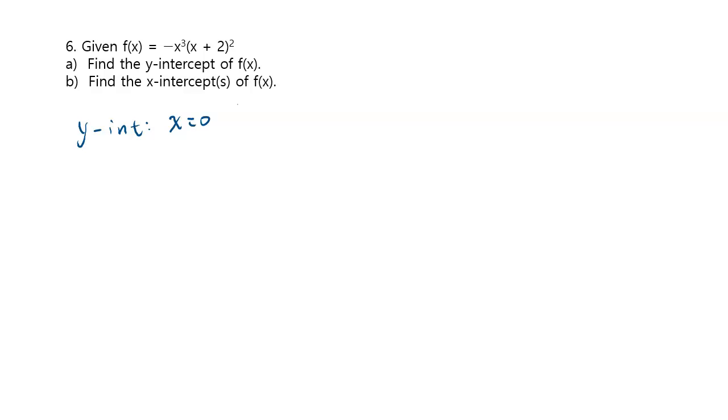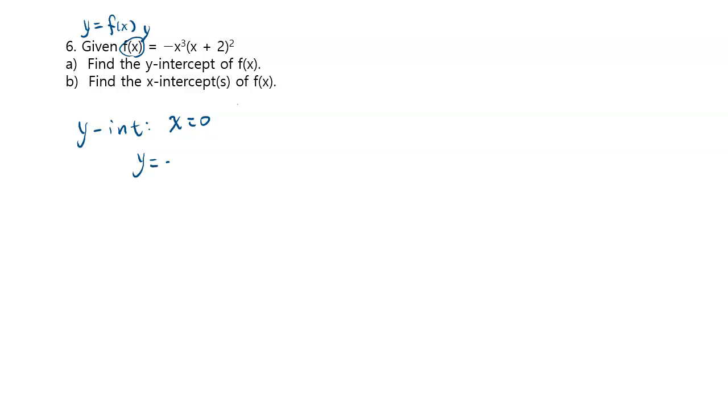And by the way, sometimes you're just given the function, but when you are making the graph of a function, you're really trying to make the graph of y equals f of x. So your f of x should be replaced by y when you think about the y-intercept. In other words, think about this as y equals negative x cubed times (x plus 2) squared, and plug in 0. Whatever value you get is the value of the y-intercept. So let's plug that in.